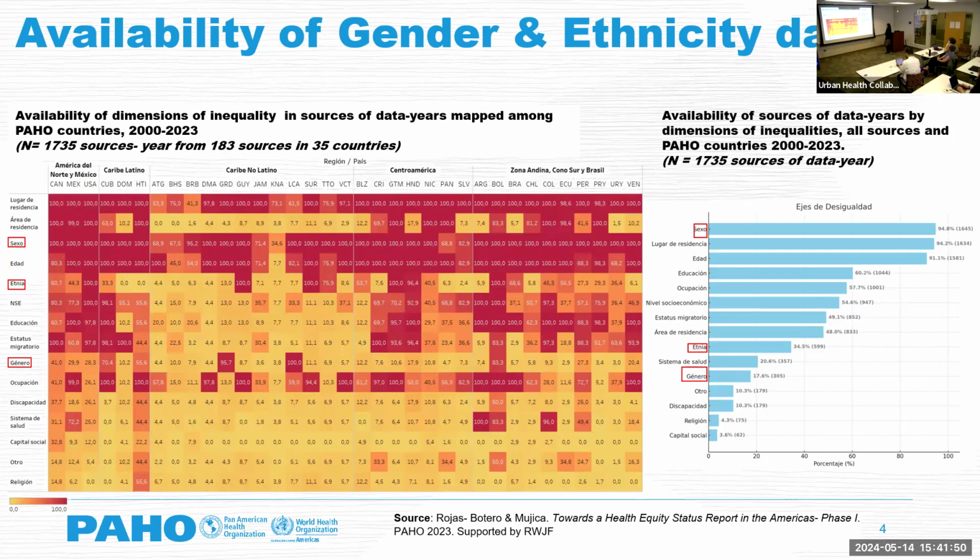As you can see, there is plenty of data, or most of the data that we have is about sex, but ethnic origin or ethnicity is less frequent, particularly in the Caribbean and Central America. And of course, how gender is operationalized is even less common. As you see here, the proportion of data available to describe dimensions of inequities in health is very restricted when you think about ethnicity and gender.